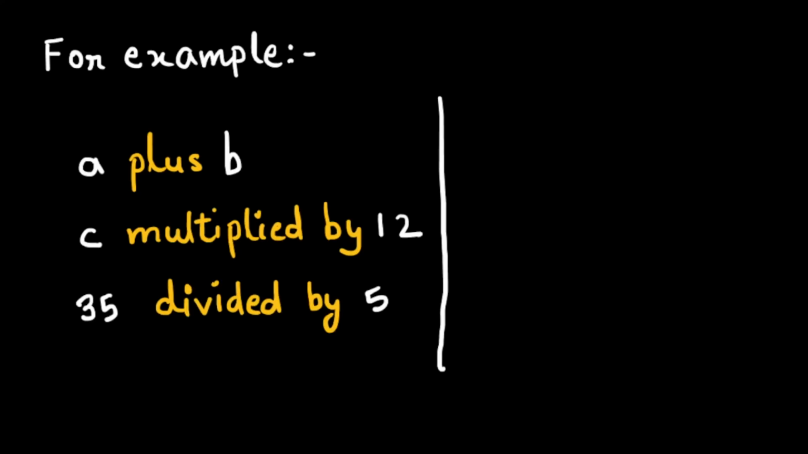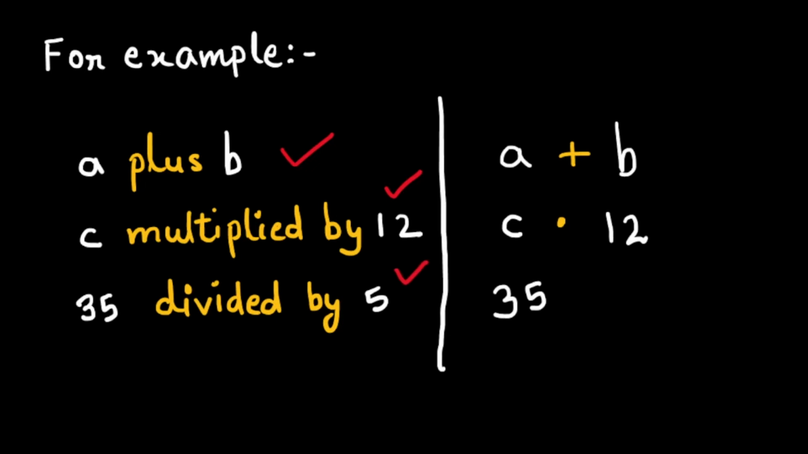For example, a plus b is a, the plus symbol, and b. Similarly, c multiplied by 12 is c, the multiplication symbol, and 12. 35 divided by 5 is the number 35, the divide symbol, and the number 5.